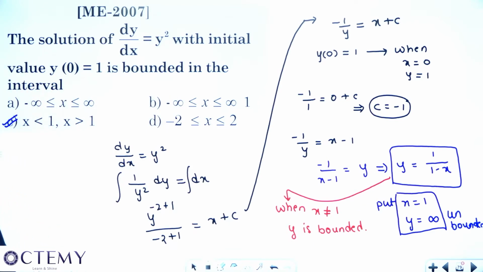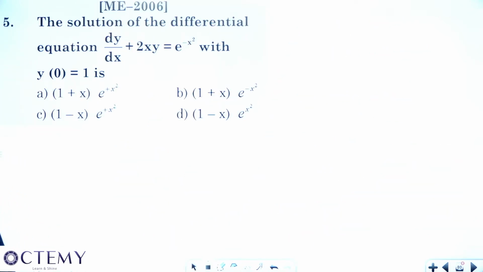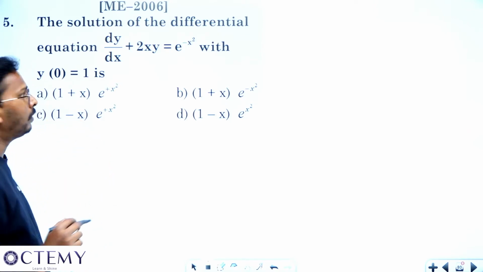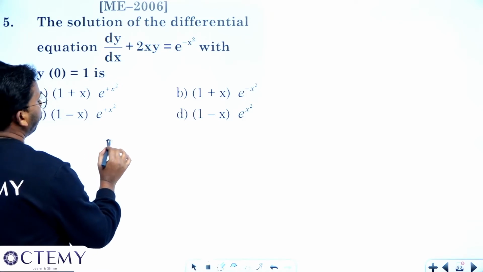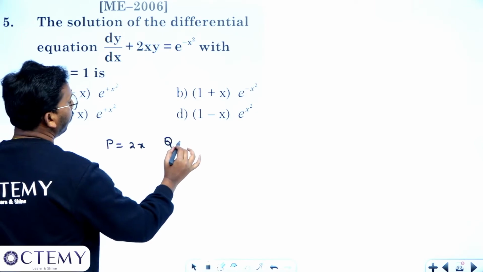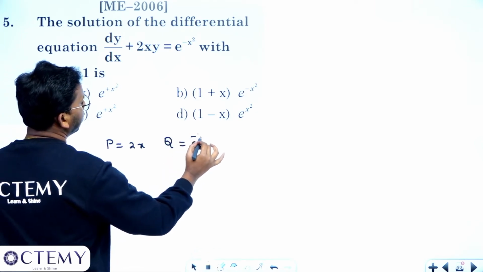Let me go to the next question. See what it is telling in the next question. It is telling that the solution of the differential equation dy by dx plus 2xy equal to e power minus x square with y of 0 equal to 1 is, right? I can directly compare it with the linear Leibniz equation form, and you will get p is equal to 2x and q is equal to e power minus x square.